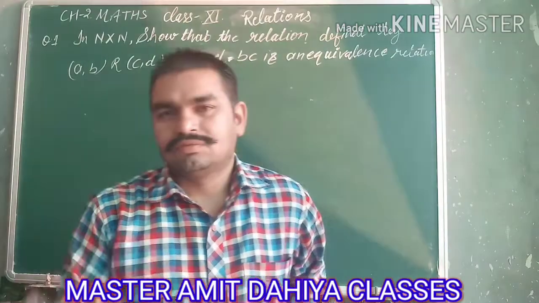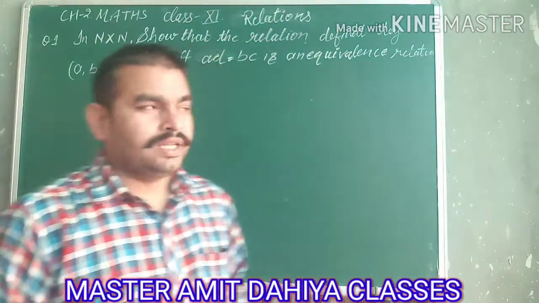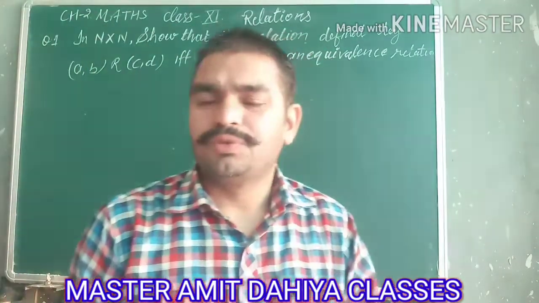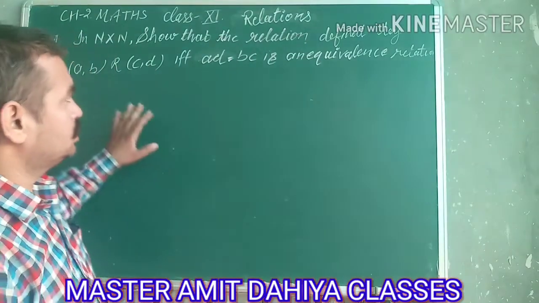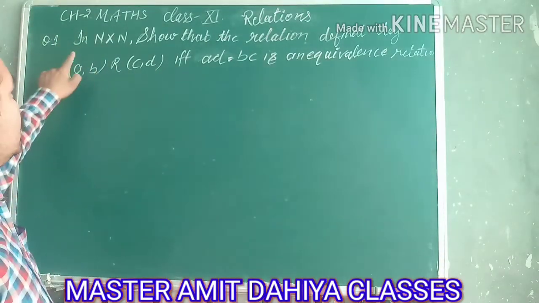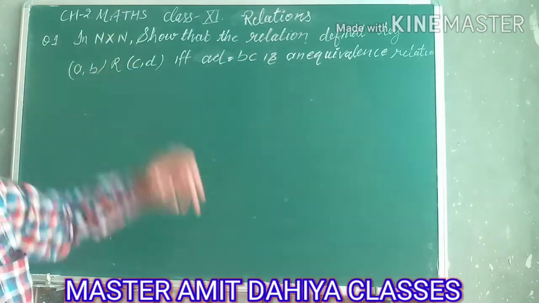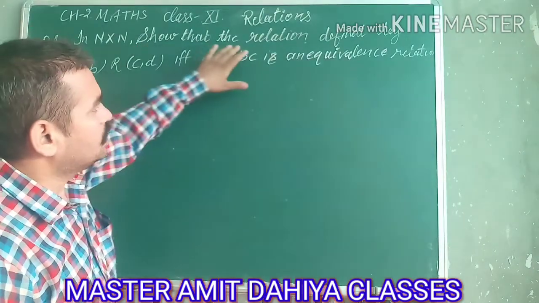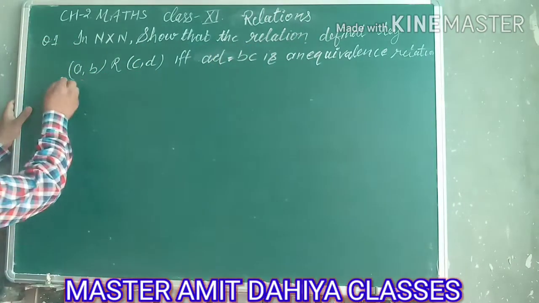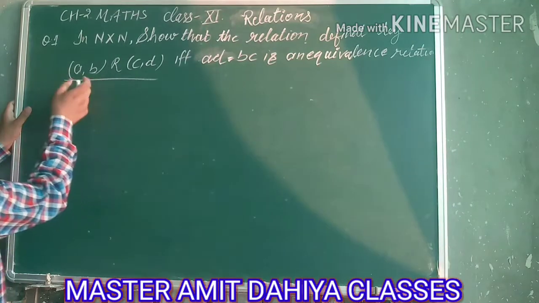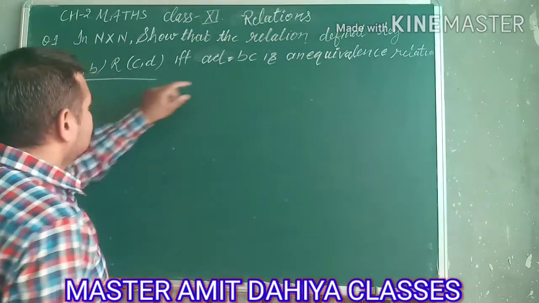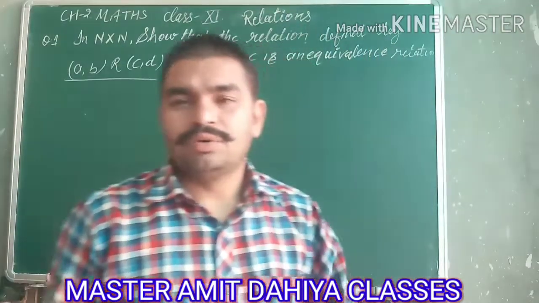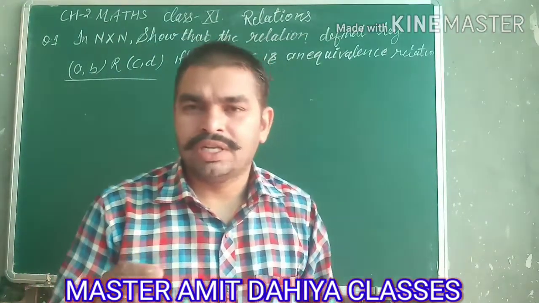So there are very good questions that are most important from the exam point of view, so we are going to solve that question. The question I have written on the board is: in N cross N, N is the set of natural numbers. अगर natural number का natural number sets के ऊपर, the relation is defined by (a, b) R (c, d) if and only if the condition AD is equal to BC. We have to prove that this relation is an equivalence relation.